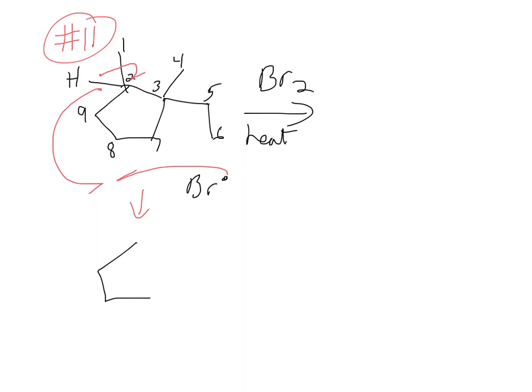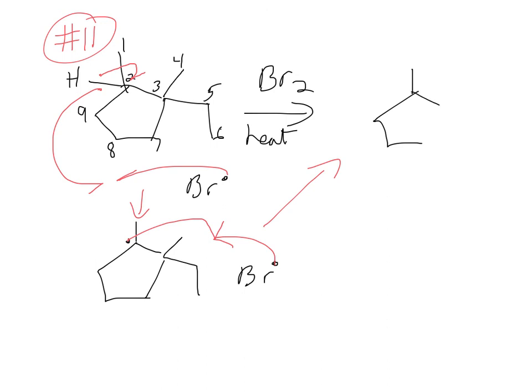In the initiation, of course, we made 2 Br dots. So the other Br dot comes in. That was a propagation step. This will be a termination step. And that's what we get.